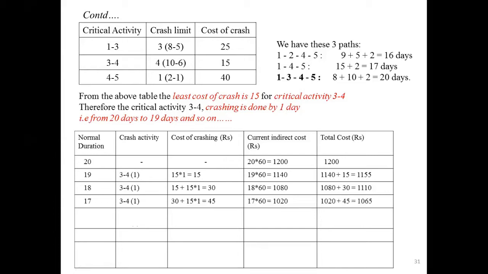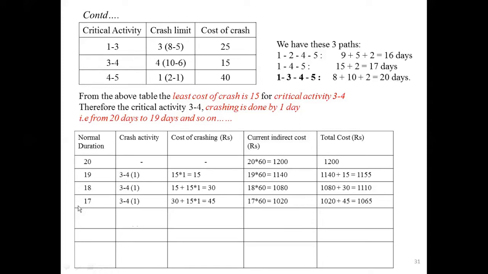1020 plus 45, you get 1065. The cost is reducing, and the duration is also reducing. At the normal duration of 17 days, if you check these three paths, here 1, 4, 5, the total duration is 17 days. The critical path 1, 3, 4, 5, which earlier was 20 days, is reduced to 17 days.